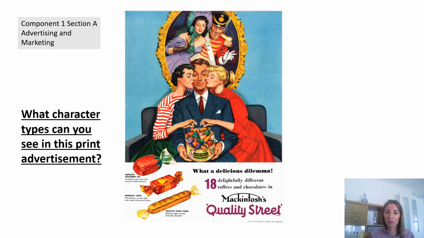So have a little look, pause the lesson. What character types can you see? What you should have is the male in the middle. Okay, he can be seen as the hero. He's the one with the sweets, and he's the one with the women, the damsels in distress, okay, either side of him. You could say that he has this decision, okay, which female, but also which chocolate. So quite clearly you can see that he is the hero, and the two women there are the princesses, so the damsels in distress.